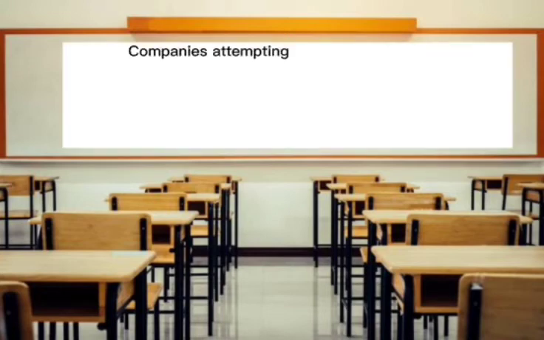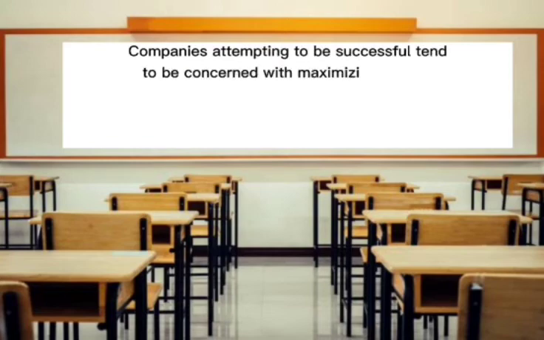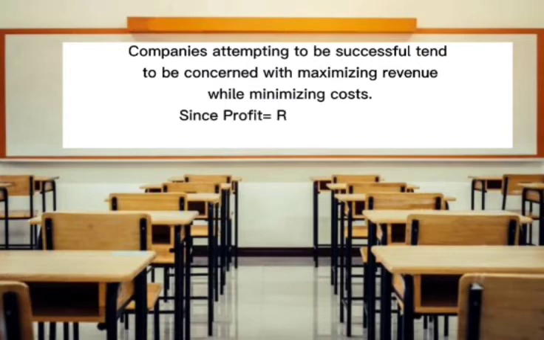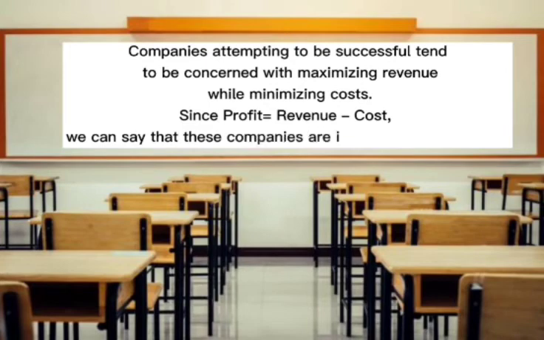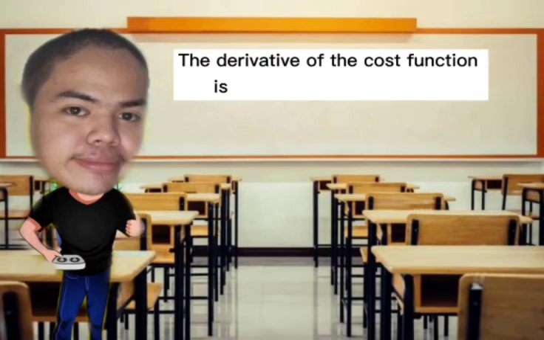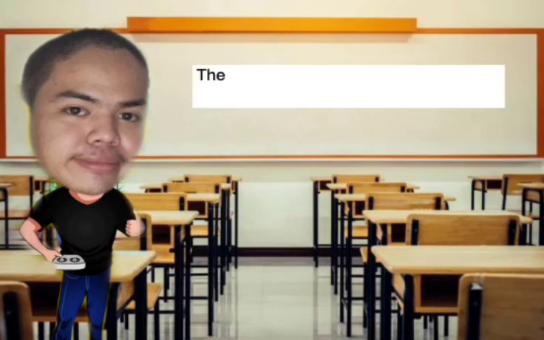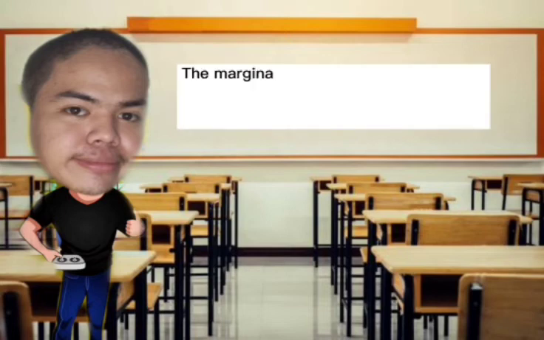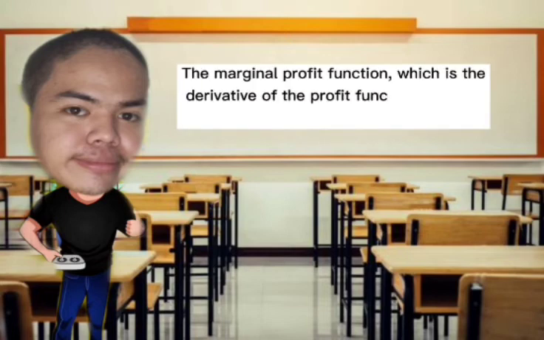Companies attempting to be successful tend to be concerned with maximizing revenue while minimizing costs. Since profit equals revenue minus cost, we can say that these companies are interested in maximizing profit. The derivative of the cost function is called the marginal cost. The marginal revenue is the derivative of the revenue function. The marginal profit function, which is the derivative of the profit function, can also be found by MP equals MR minus MC.